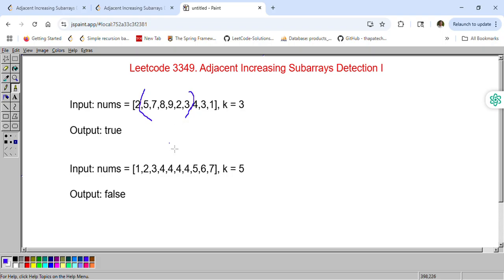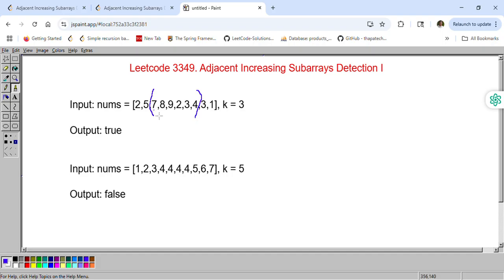These are again 6 numbers, correct? Now again you will check 5, 7, 8: strictly increasing, yes. Then you will check 9 to 3: strictly increasing, no, right? So it's also not possible here. So you will keep going. Now again the next 6, from here to here, you are checking again.